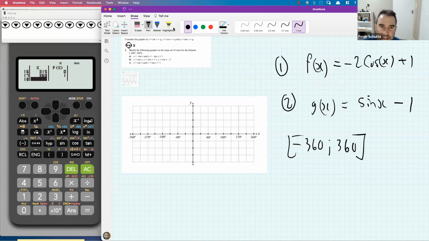It feels to me like this is an amplitude change, although we haven't spoken about what the negative does. It feels like this would shift the graph up by 1. And then this one just seems to be shifted down by 1. The trig graph, a normal sine graph, but just shifted down by 1. What does that look like?